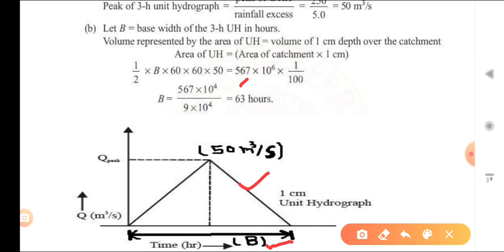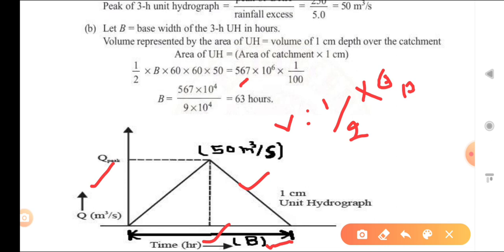So now you can see the simple concept we have to use. What is the simple concept? There is discharge, and there is time. When you multiply discharge and time, what will that give? That will give the volume. So what is the area of that curve? How will we find the volume? Volume will be 1 by 2 multiplied by QP. What is QP? QP is the peak discharge.